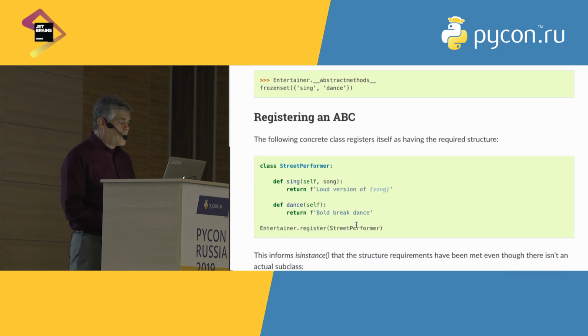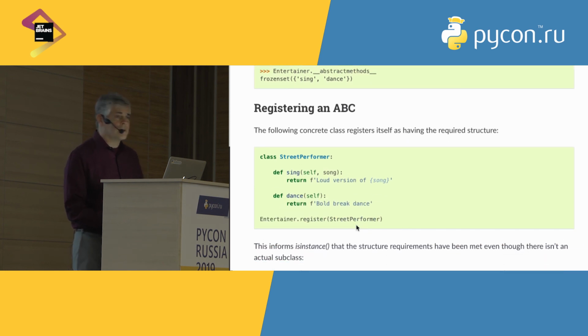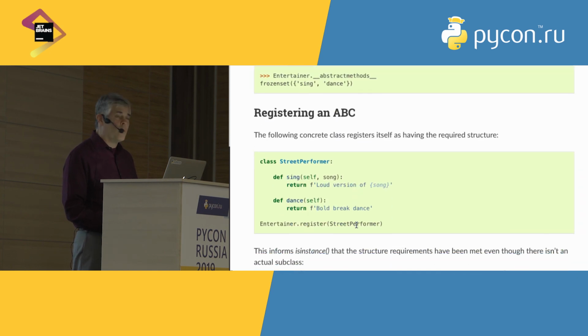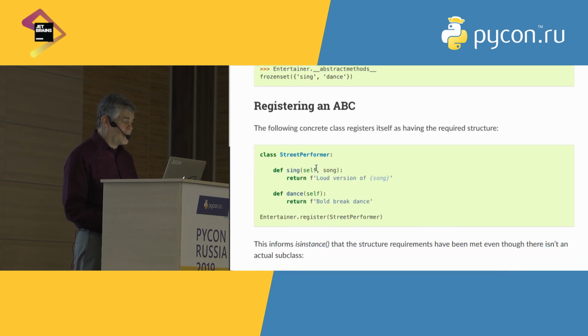So how do we identify a class as implementing the Entertainer ABC? One way is through registration. This class is a StreetPerformer. It's a concrete class. It actually knows how to do things, and it actually knows how to sing and how to dance. In order to mark it as fulfilling the requirements of Entertainer, you can register it.